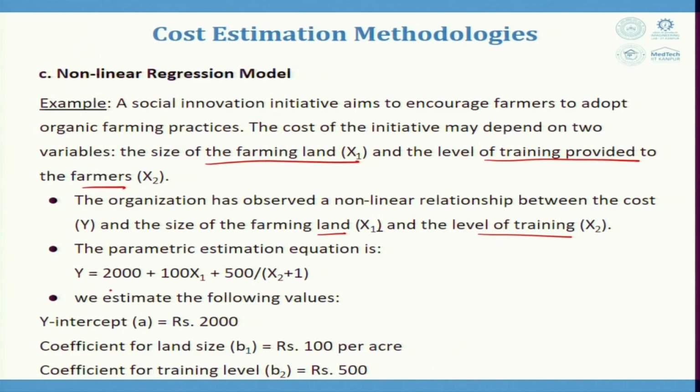Now, this is the parametric estimation that they have put. Y is equal to 2000 plus 100 x1 plus 500 by (x2 plus 1). This is also a nonlinear model. We estimate the following values: y-intercept value as 2000, coefficient b1 as rupees 100 per acre, and coefficient of training level is rupees 500 per training.